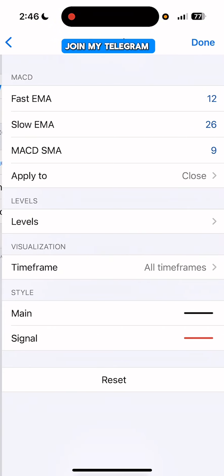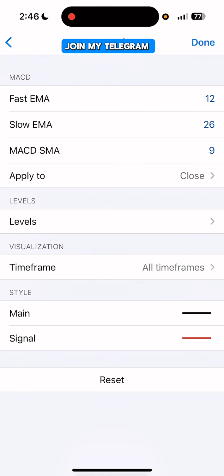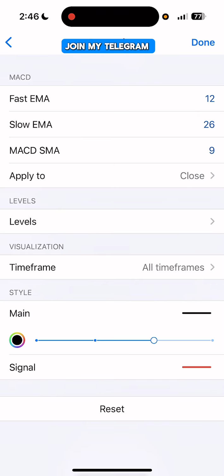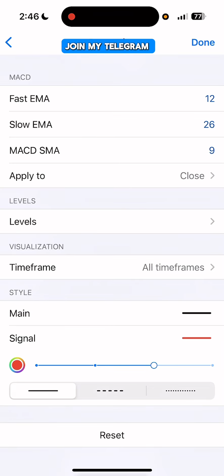Then for the MACD, you put the fast EMA to 12, slow EMA 26, MACD SMA on 9. Then you apply to close. For the main, you put on 3 pixels, color black. The signal is going to be on the same 3 pixels with color red with this first trend line. Then you click on done.